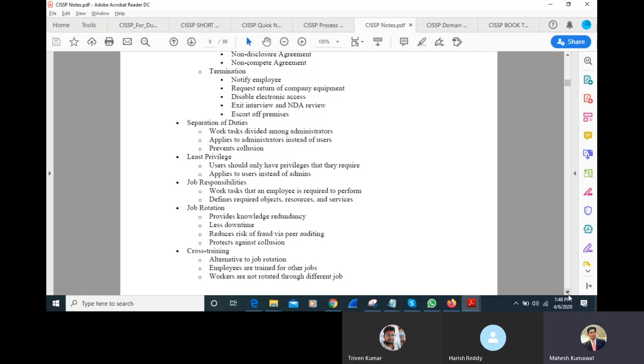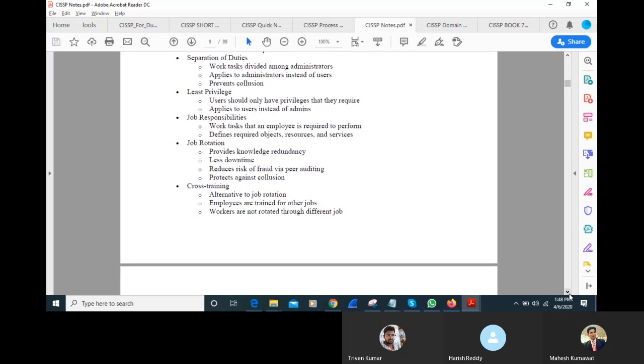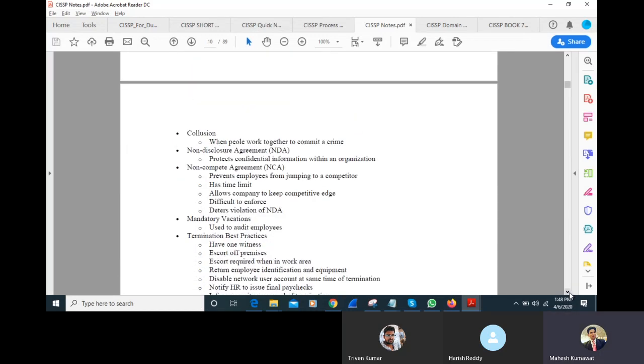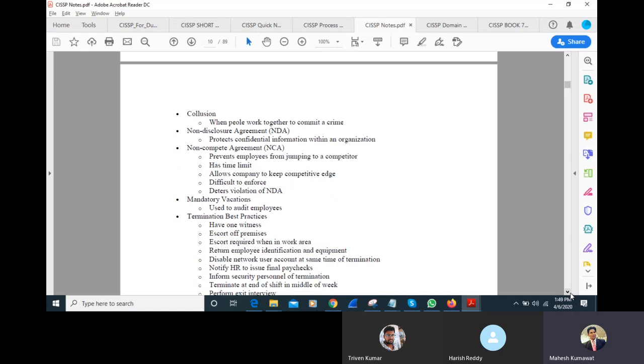Job rotation provides knowledge redundancy, less downtime, reduces fraud via peer auditing, and protects against collusion. Cross training is an alternative to job rotation: employees are trained for other jobs, but workers are not rotated to different jobs. Collusion is when people work together to commit a crime.